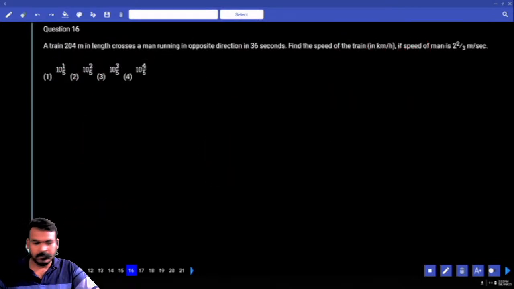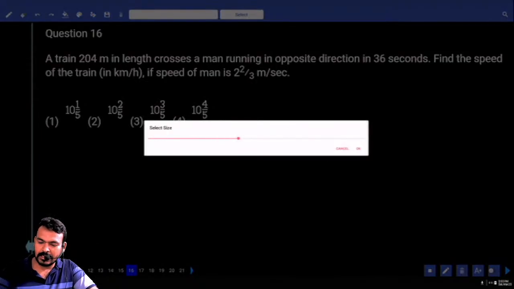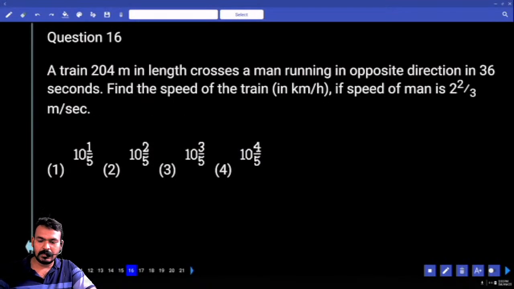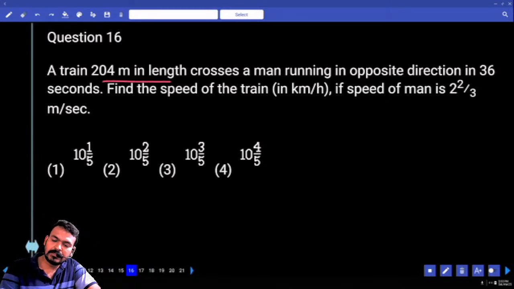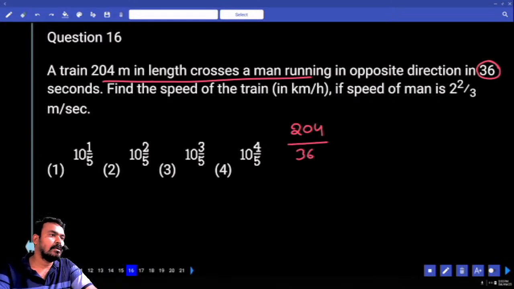Next question number 16. A train 204 meters in length crosses a man running in the opposite direction in 36 seconds. Find the speed of the train in kilometer per hour, if the speed of the man is 2/3 meter per second. When a train passes a man, the total distance is only the train length. Only the train length is how much? 204 meters. But it passes in how many seconds? 36 seconds. Divide by 36. Distance by time we get the speed. In the opposite direction, the relative speed is the sum of the speeds.